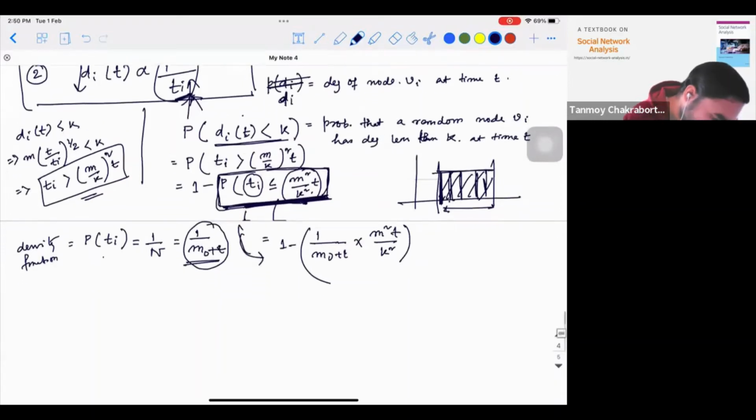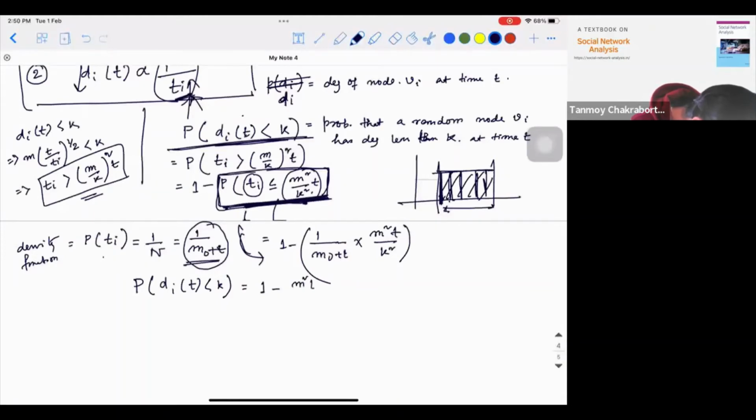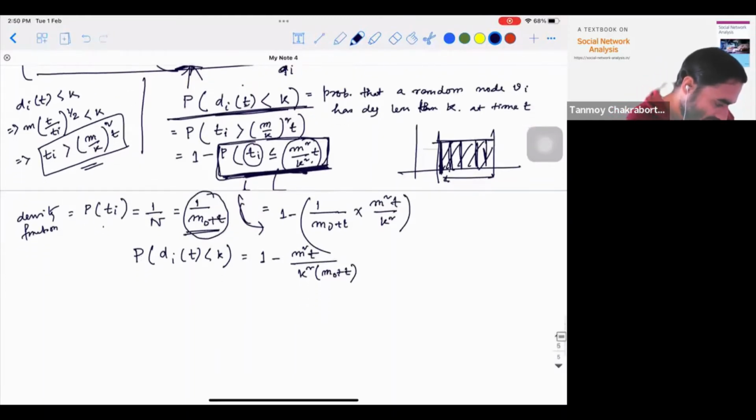So this implies that, again, if I write it down clearly, so I am writing this part again. So P of d_i less than k equals 1 minus m square t by k square (m0 plus t). Okay.